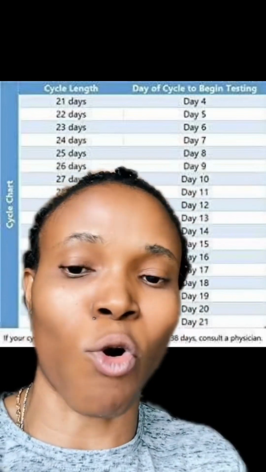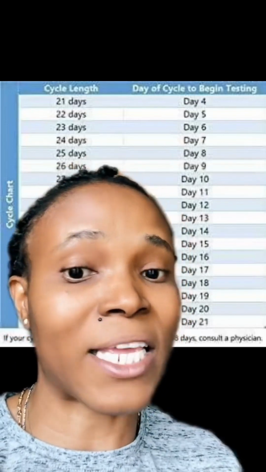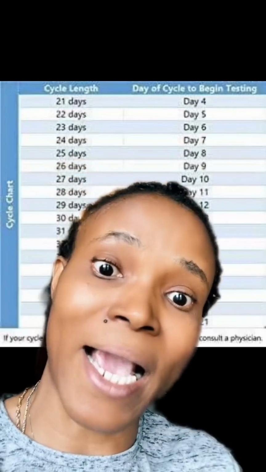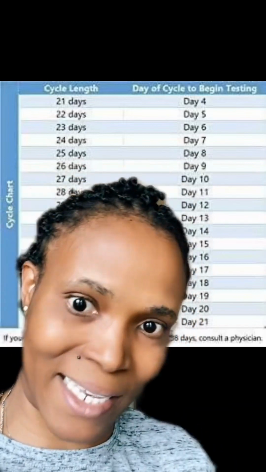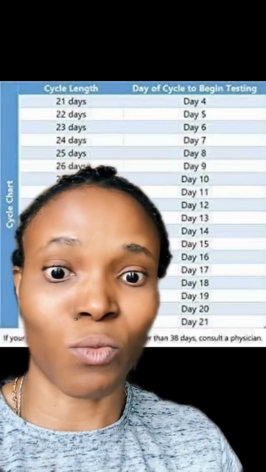You understanding me? If you ovulate early in the morning by 6 a.m. and your husband is the type that doesn't meet you in the morning, and you think by the time he comes back in the evening, then you guys will meet. My sister, you will miss him. This is why we say it's important for you to test your ovulation with an ovulation strip.